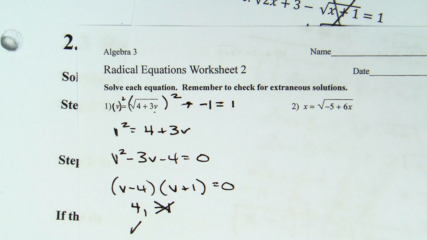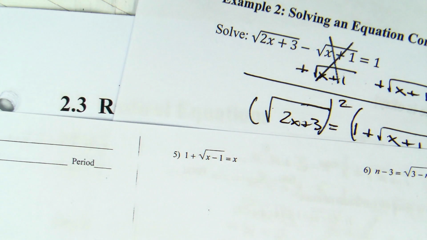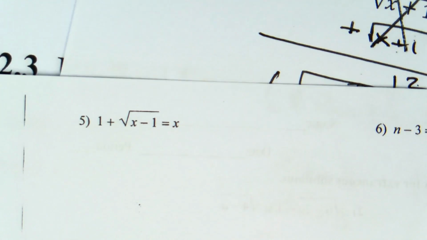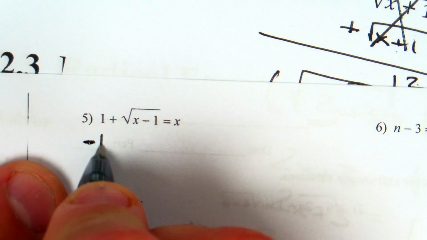Everybody good? All right, let's take a look at 5 through 8. All right, now for number 5, the radical is not isolated. That's a positive 1. How do I get rid of a positive 1? Negative 1.